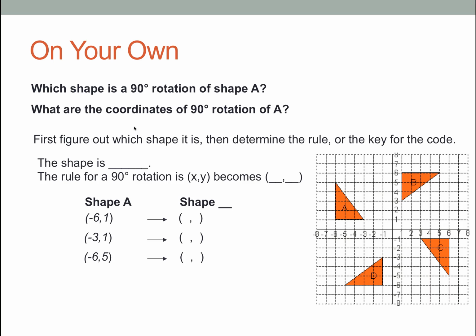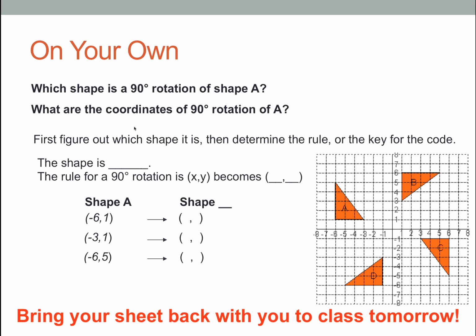And now on your own, which shape is a 90-degree rotation of shape A? So the last time we did 180-degree. Now I'm asking for 90-degree rotation of shape A. Oh, I didn't put it in there. 90-degree clockwise rotation of shape A. So do clockwise. And what are the coordinates? First figure out which shape it is, and then determine the rule for the code. All right, so pause here, and once you've done it, bring it back to class tomorrow, and we'll go over it.